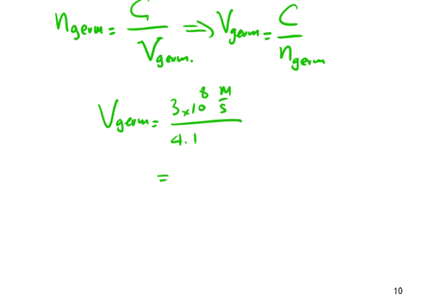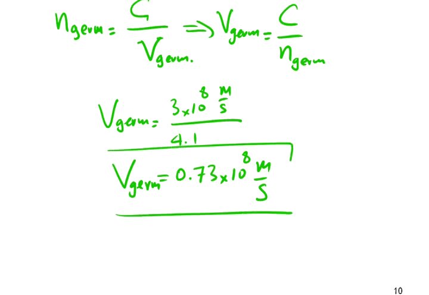And this will give us 0.73 times 10 to the 8th meters per second. So the speed or the velocity of light in germanium is 0.73 times 10 to the 8th meters per second.